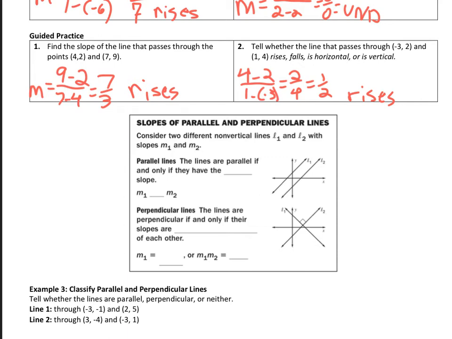Next, number 2, this line, I take 4 minus 2, y2 minus y1, over 1 minus negative 3. I get 2 over 4. I simplify that to be 1/2. That line also rises because the slope is also positive there.